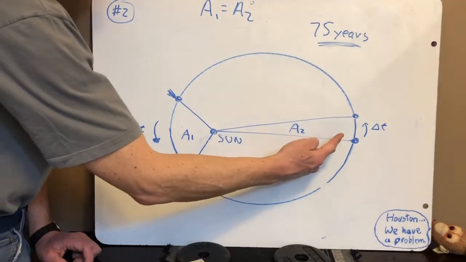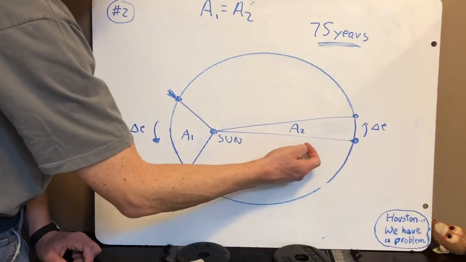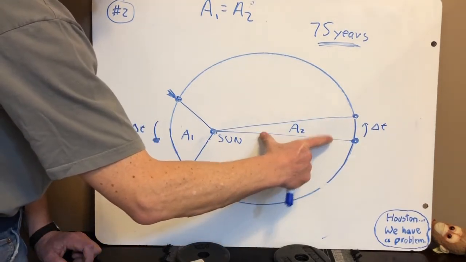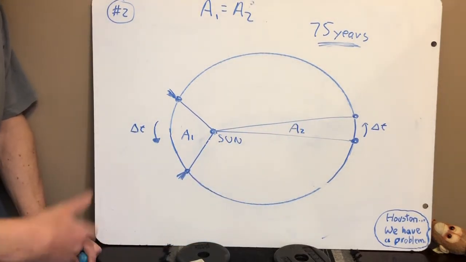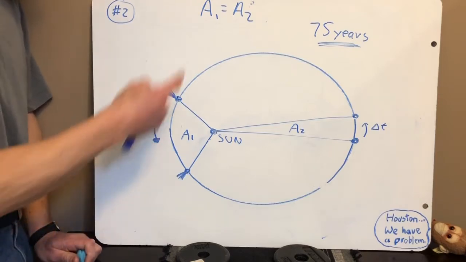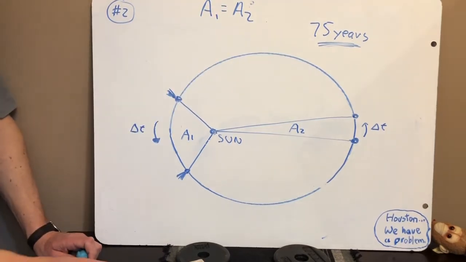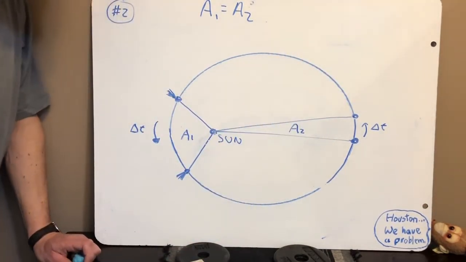When it's over here, same deal. If we follow it along for the same time interval, delta t, it moves from here to here, and its radius sweeps out some area. We're calling that A2. And Kepler noticed that A1 was equal to A2. Well, big deal. What does that really mean? Why does that help us?